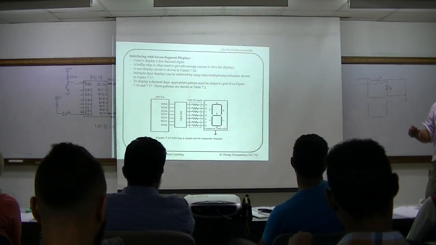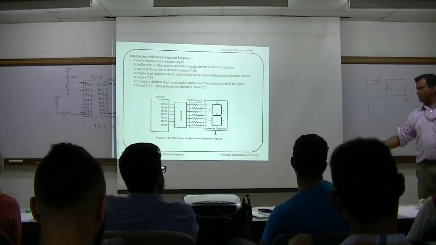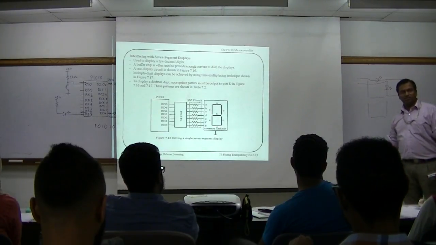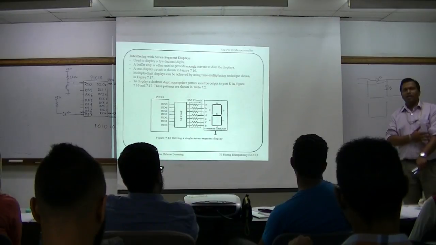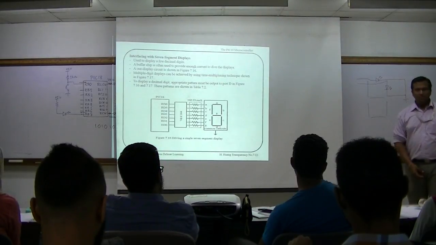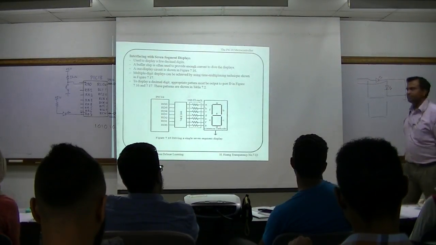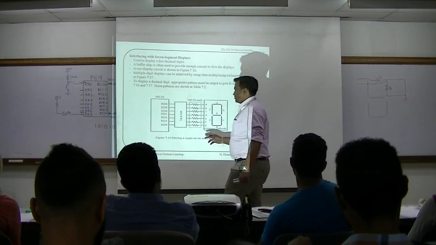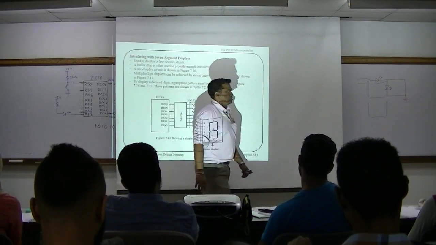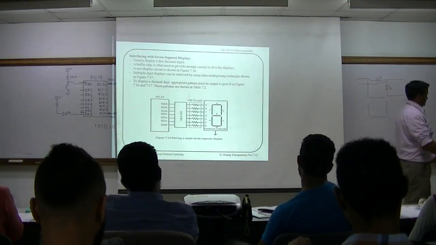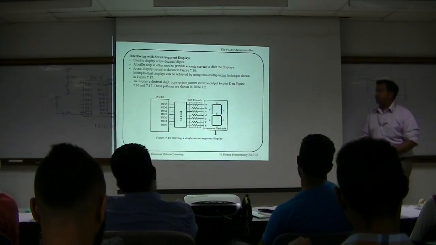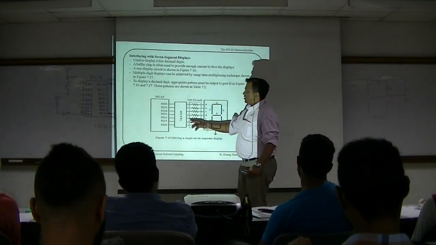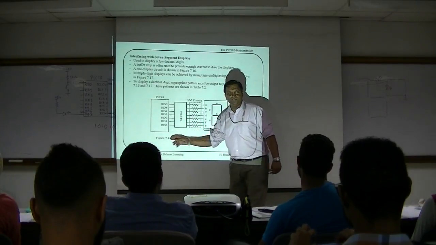So you should know what logic you want to supply. This one is common cathode. Common cathode is commonly used. Common anode depends on the application, but that is the difference. Is it okay? So here is common cathode, which means what logic should you supply to turn it on? Logic 1.